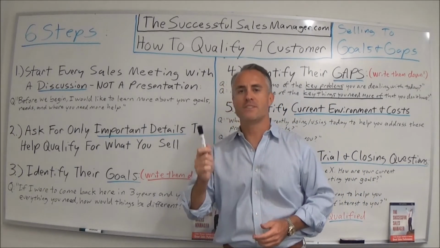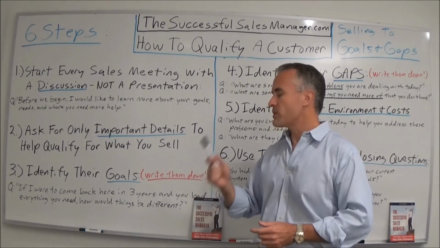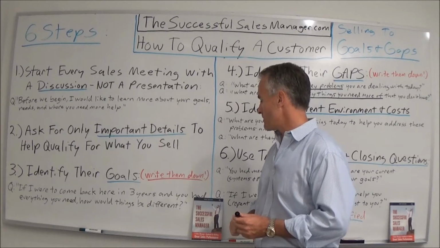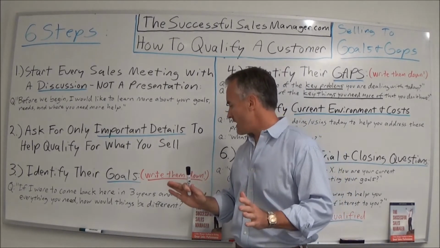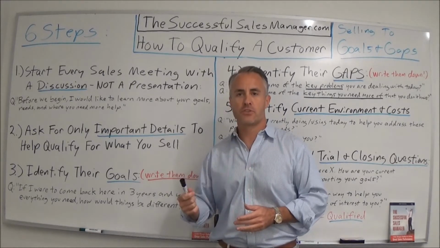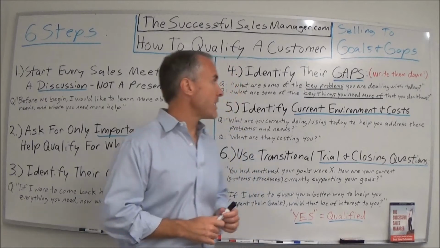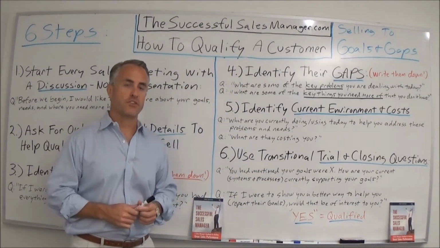The third step is to identify their goals and write them down. Identify what is most important to them. So, for example, a question might be, if I were to come back here in 3 years and you had everything that you need, how would things be different than they are today? Paint the picture so they understand and you understand where it is exactly that they're trying to go with their business or organization.